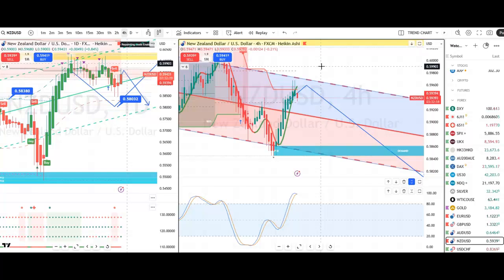And guess what? Your target is already set for you. How many people can say that? 58.60. So here's a trading idea which you might want to use. Trade at your own risk, of course.